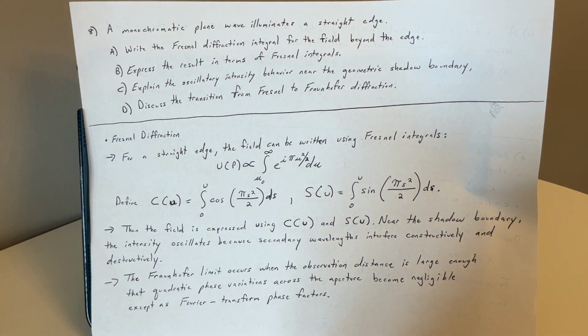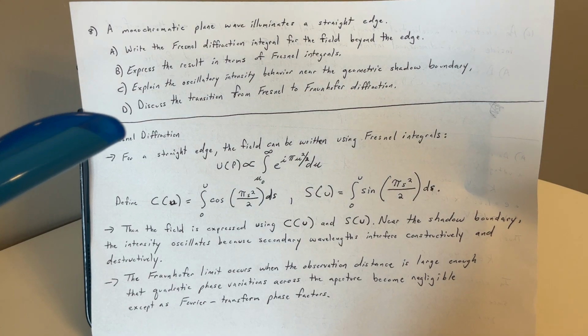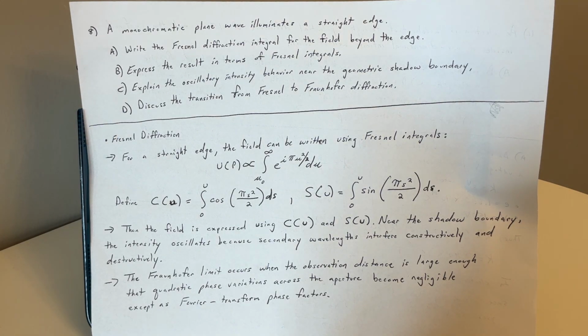A monochromatic plane wave illuminates a straight edge. I'll read through A, B, C, D. Write the Fresnel diffraction integral for the field beyond the edge. Express the result in terms of Fresnel integrals. Explain the oscillatory intensity behavior near the geometric shadow boundary. Discuss the transition from Fresnel to Fraunhofer diffraction. So the Fresnel diffraction problem.